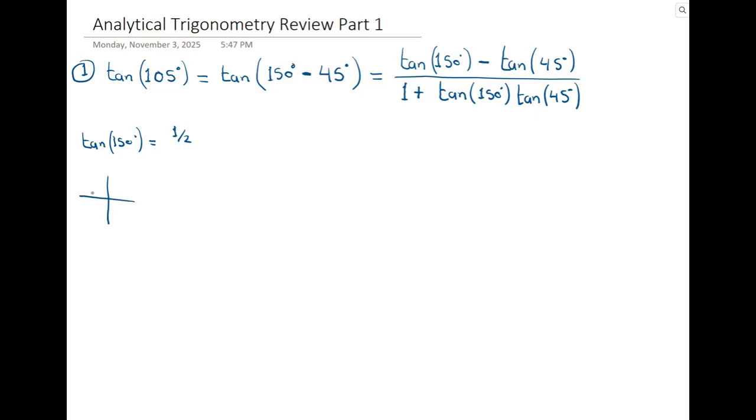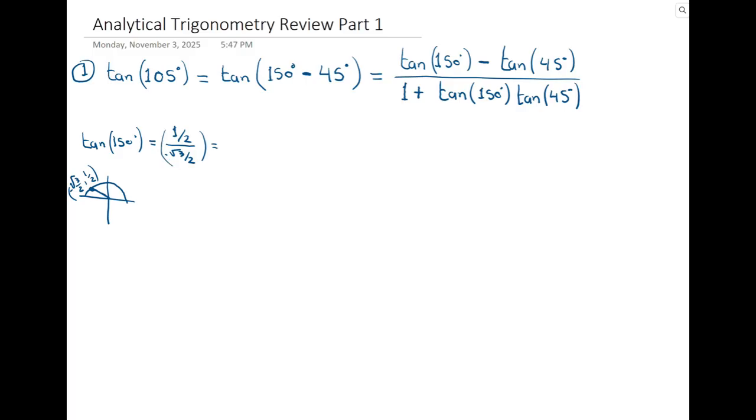So this will be 180, right? So it'll be just short of that, so we'll be right there, right? So this will be 5 pi over 6. And at 5 pi over 6, the x value will be negative root 3 over 2, and the y value will be a positive 1/2, right? So the tangent is sine over cosine, so the y over the x, so 1/2 over a negative root 3 over 2.